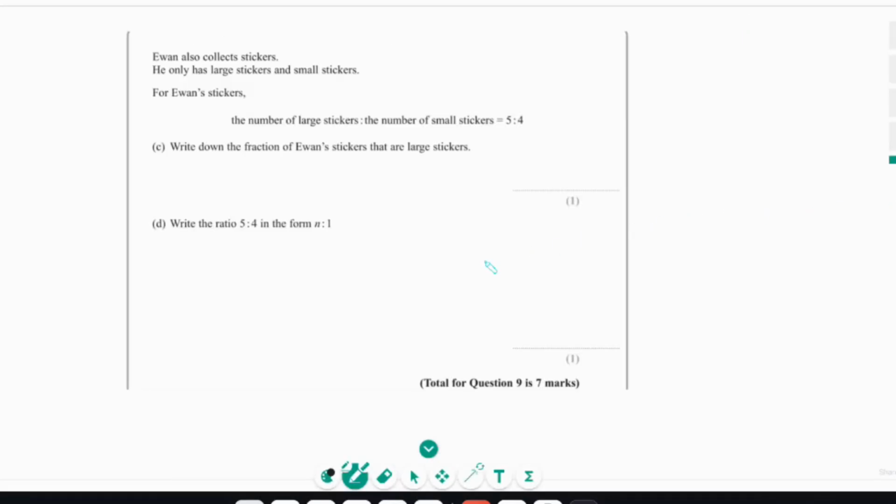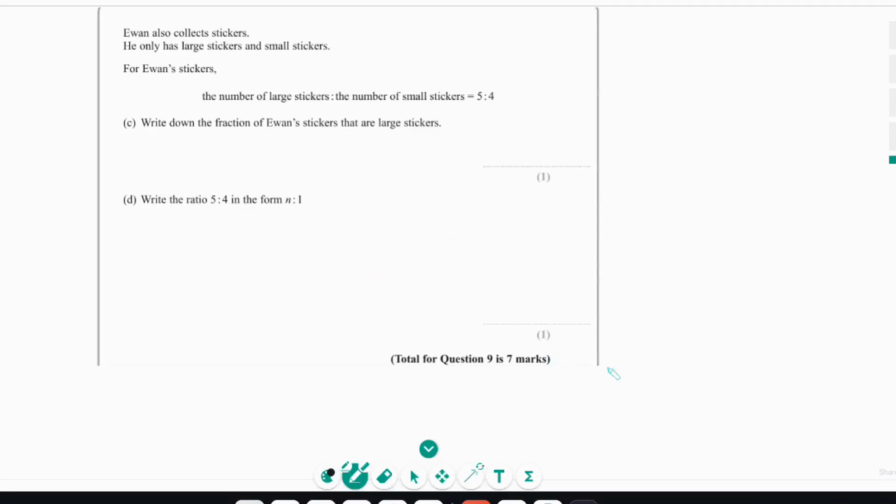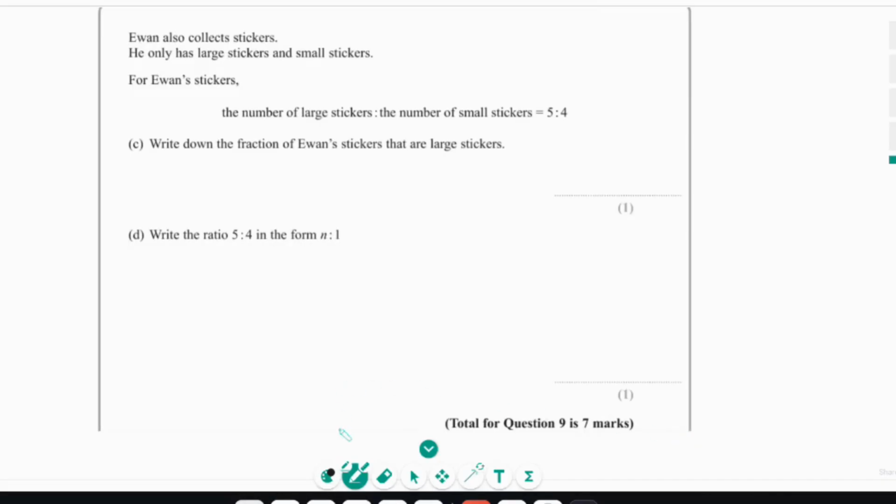Ewan also collects stickers. He only has large stickers and small stickers. For Ewan's stickers, the number of large stickers to the number of small stickers is 5 to 4. Write down the fraction of Ewan's stickers that are large stickers. So in this ratio, we've got 5 large stickers, and it's out of a total of 5 plus 4, which is 9.